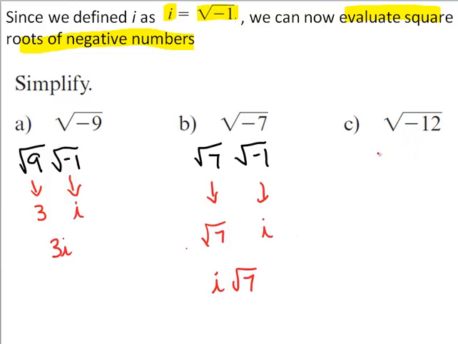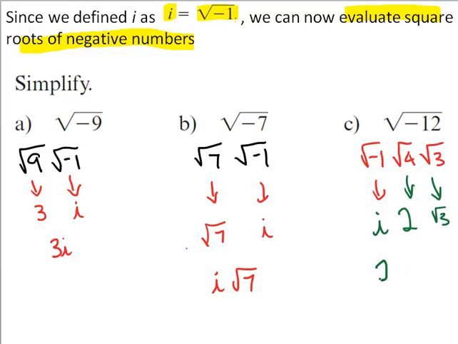Here, same thing, I have a negative, so I'm going to say square root of negative 1 times the square root of 4 times the square root of 3. This becomes i, this becomes 2, and that stays the square root of 3. So I'm going to write the number first, then the letter i, finally the square root.